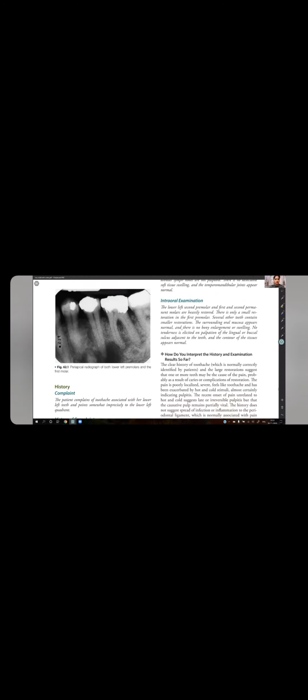So, a 36-year-old Nigerian woman presents at your practice for the first time complaining of toothache. This is a periapical radiograph of both lower left premolars and the first molar. What you see here is some periapical radiolucency associated with the molar as well as the premolar. There is also some radiopacity within the radiolucency along with the first premolar.